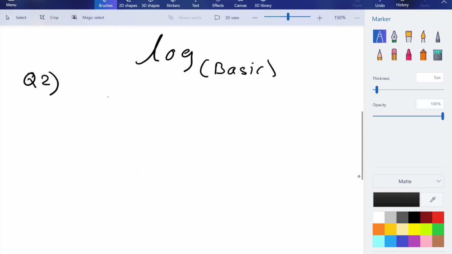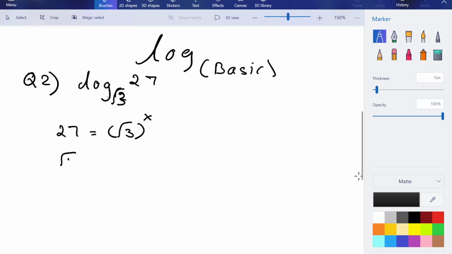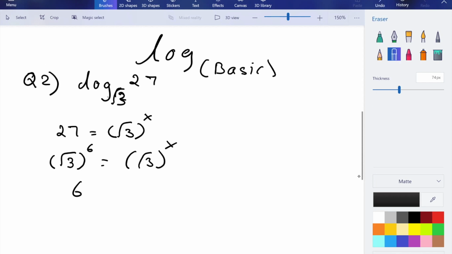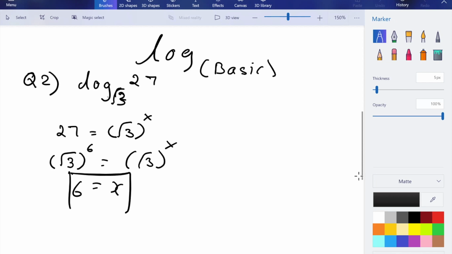Question 2. Log 27 to the base root 3. What's the answer? Let's first convert this into the exponential form. 27 is equal to root 3 raised to x. Now we know that 27 can be represented as root 3 raised to 6, which is equal to root 3 raised to x. From this it's clear that x is equal to 6.